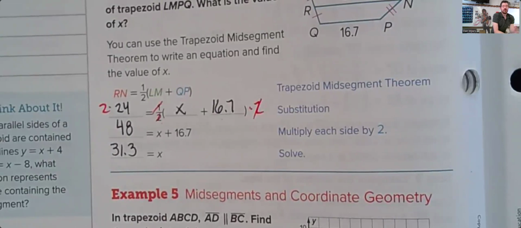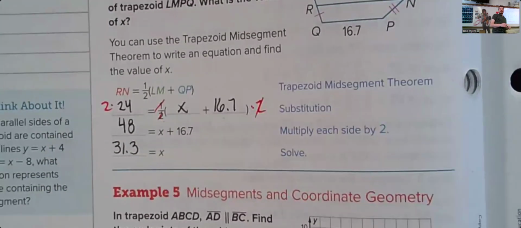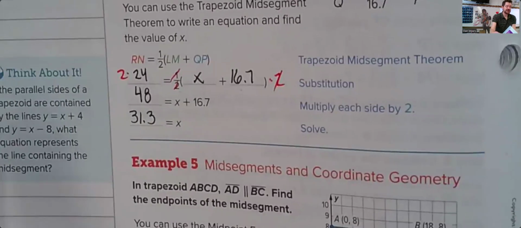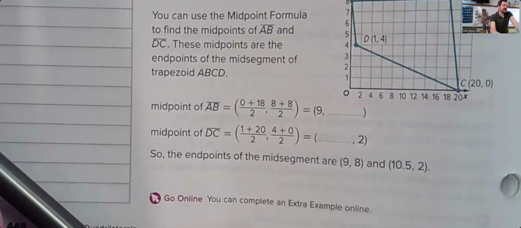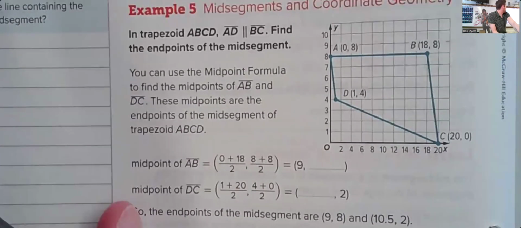All right, we're going to do one more. We will finish trapezoids today. Nice. And then we'll talk about kites tomorrow, and that will be it for this entire unit. So last problem here, mid-segments and coordinate geometry. So it says to find the endpoints of the mid-segment.